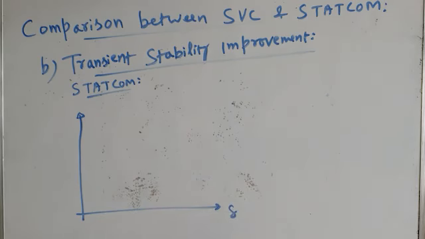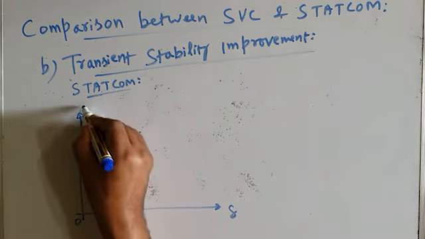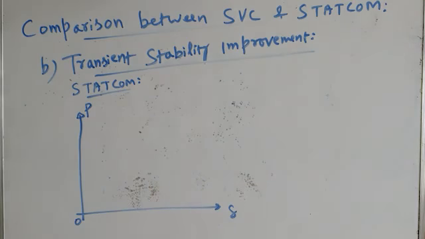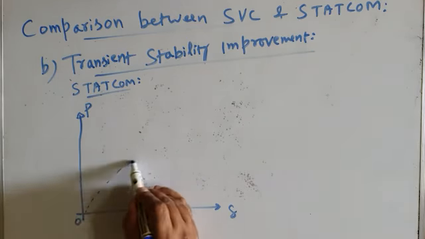This is delta, the transmission angle or power angle, versus power. This is, for example, the uncompensated system, for which P is equal to V square by X sine delta. You know, and this is the maximum, P max equal to V square by X for the uncompensated system.